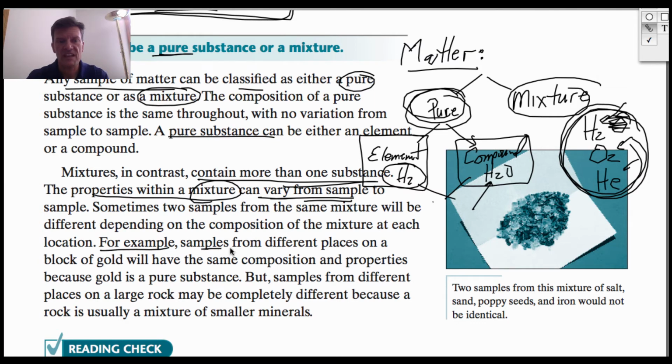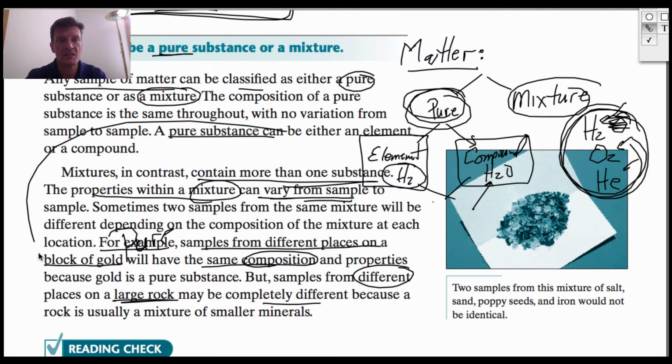So, for example, samples from different places on a block of gold will have the same composition. That's pure, pure, pure, pure gold. Every sample, every little portion that you take of the gold, it's going to behave and react the same way. Okay? But samples from different places in a large rock. A rock is just composed of different types of minerals and different ores and whatever. That rock, depending on where you take a sample from that rock, you might be getting a lot of one type of mineral or one type of material from a different spot, and therefore it's going to behave differently. Okay? So you might want to pause and summarize that idea.